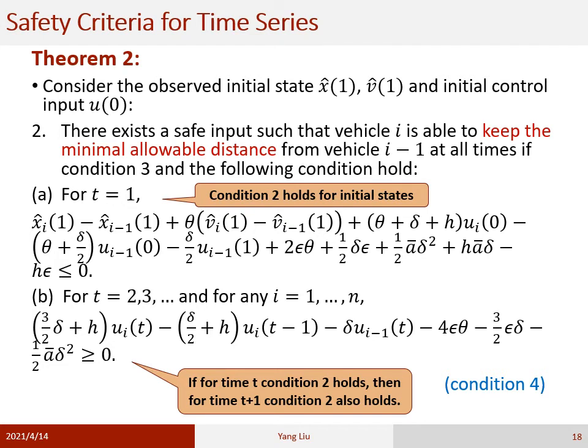Then there exists a safe control input such that vehicle i is able to keep the minimum allowable distance from vehicle i-1 at all times if condition 3 and the following condition hold. Similarly, part A means that condition 2 holds for the initial states, and part B means that if condition 2 holds at time t, then condition 2 also holds at time t+1.